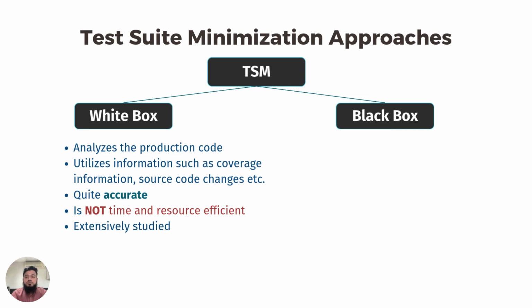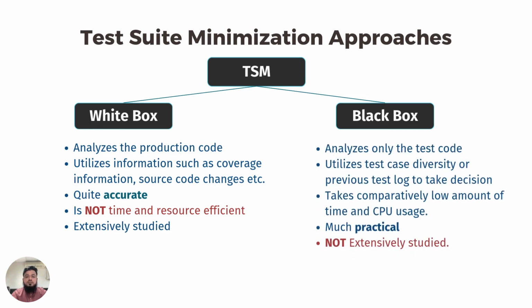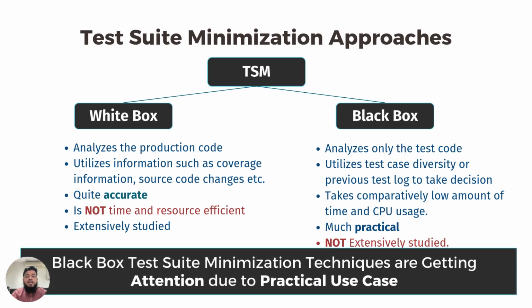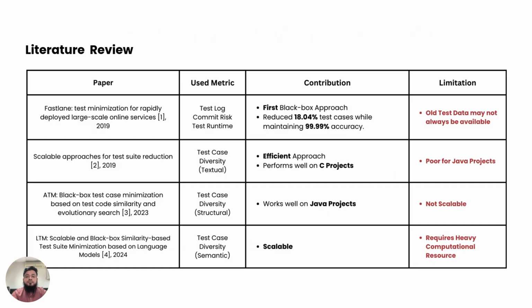Test suite minimization approaches can be divided into two ways. White box, which analyzes production code, quite accurate but not time and resource efficient. Black box, on the other hand, relies on the test code only. It's quite practical and efficient. Black box test suite minimization approaches are getting attention due to its practical use case.